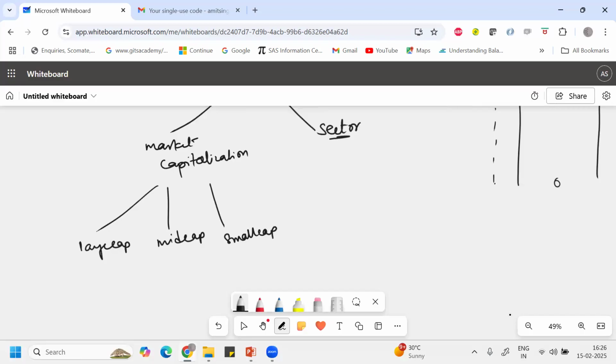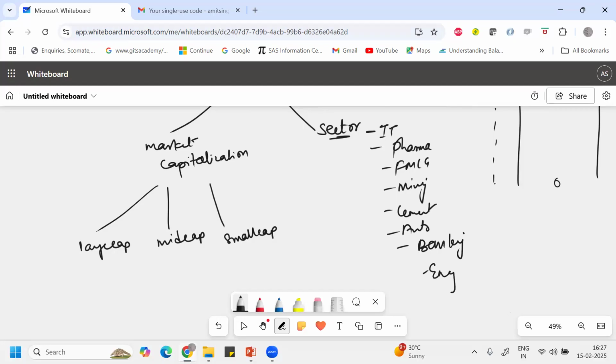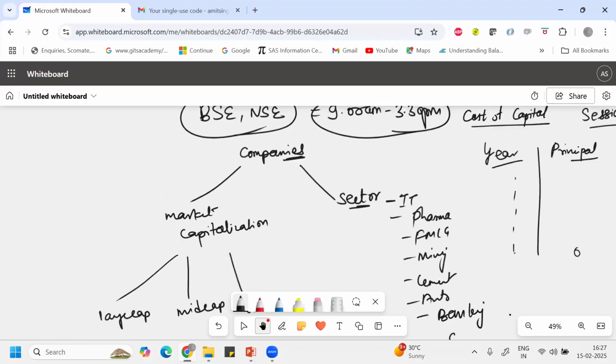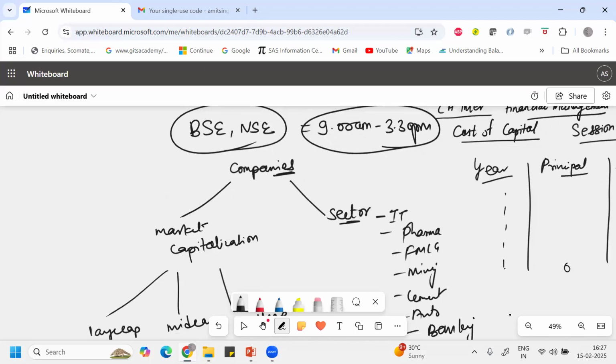But based on sector, we can say a company can belong to the IT sector, pharma sector, FMCG sector, mining sector, cement sector, automobile sector, banking sector, energy sector, or real estate sector. Okay, there are many sectors, and construction is there, and a lot of sectors are there. So primarily, you can divide these companies into different parts.